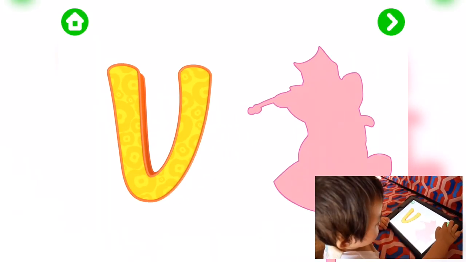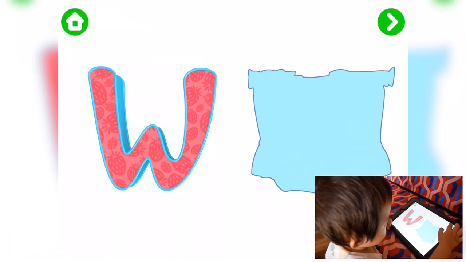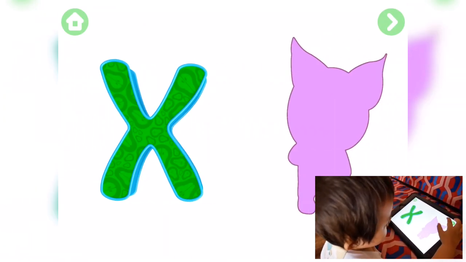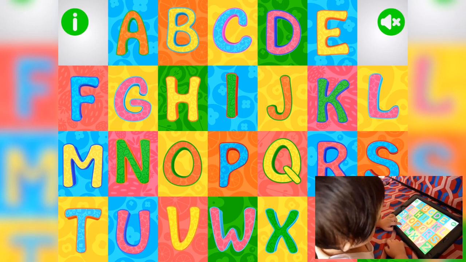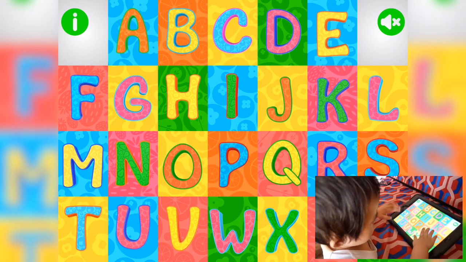V. Letter B. Gusto ko letter B. I want letter B. Okay, punta ako sa home. I want letter B. B, as in ball.